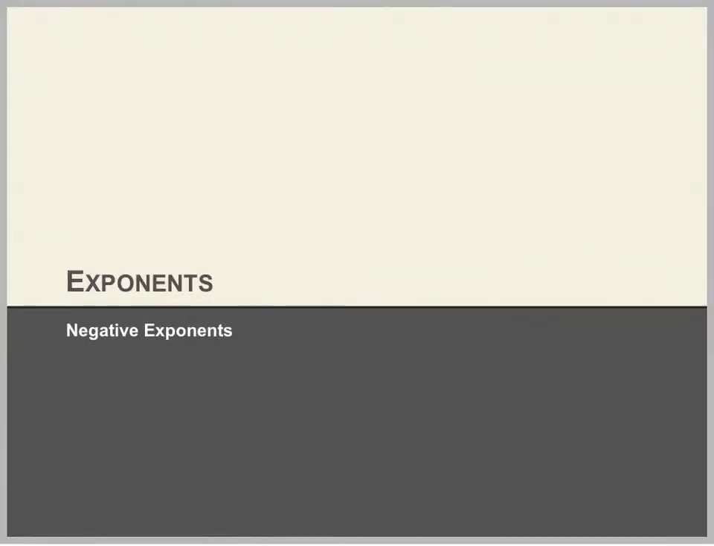We will be taking a closer look at negative exponents. We have looked at positive exponents, but we have yet to look at negative exponents. And so what is a negative exponent? Well, a negative exponent is something like x to the negative third power. And we're not quite sure what x to the negative third power means.